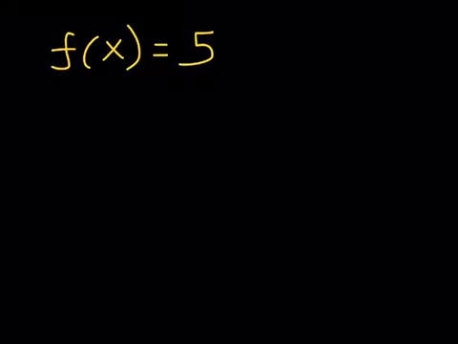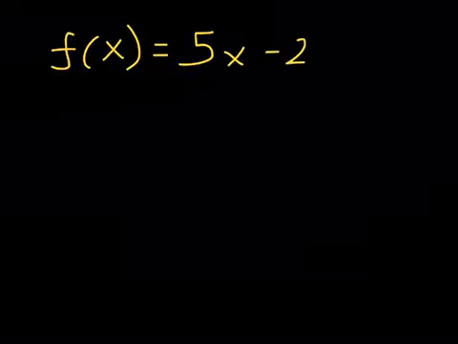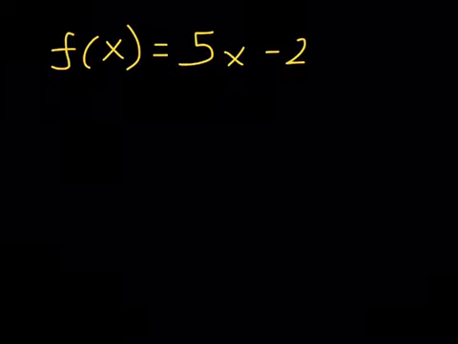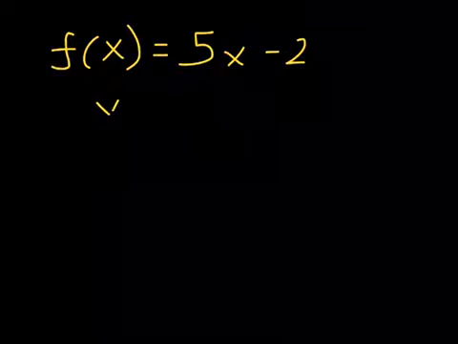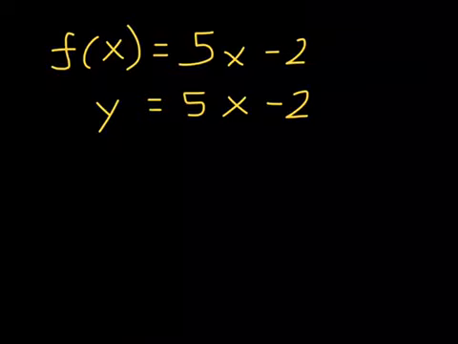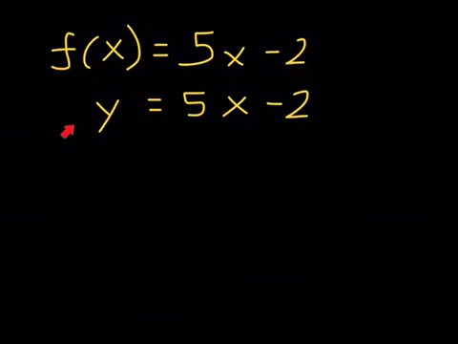5x minus 2 is our function. Now, the first thing I'm going to have you do is replace f of x, that function notation, with y. Remember when we were talking about function notation, we said that f of x is representative of y. They're interchangeable. This notation, f of x, is the same thing as y.